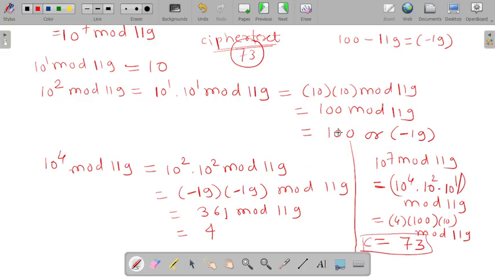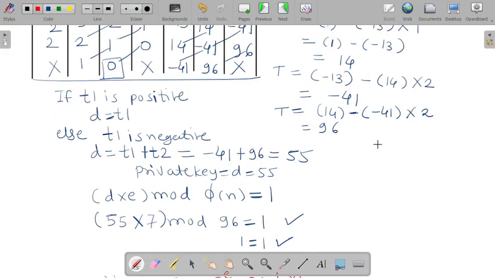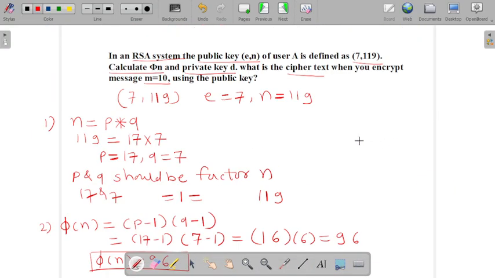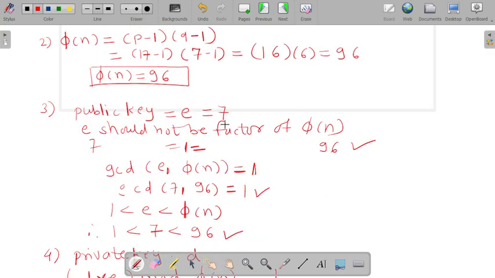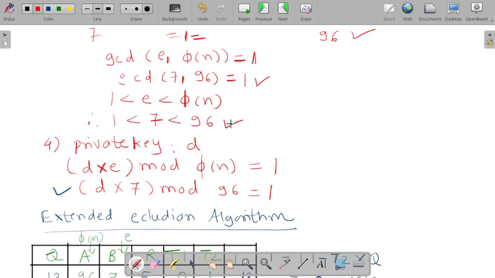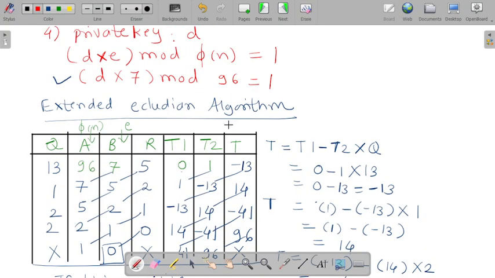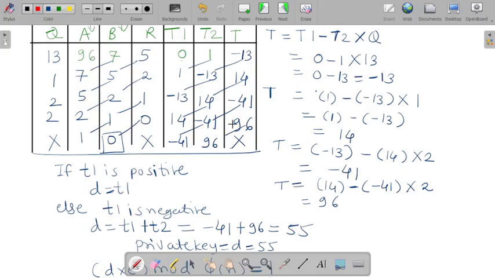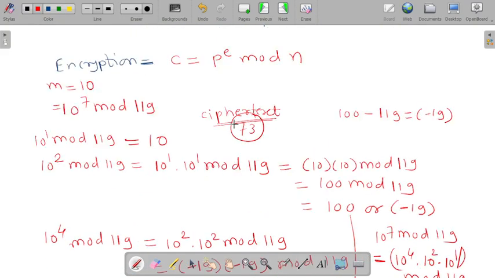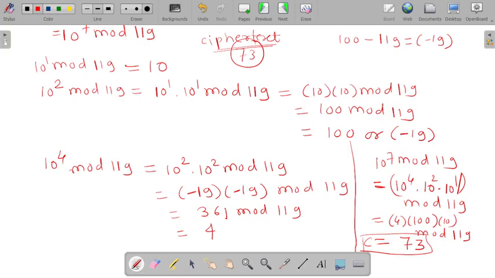So in this way, we can calculate the value of our ciphertext. In the given example, the key value pair is given, that is 7 and 119. Based on that, we have calculated the values of P and Q, the value of phi of n, and the value of our public key is given. Based on that, we have calculated the value of our private key using the extended Euclidean algorithm. After that, we performed the encryption, and based on the encryption, we have calculated the value of our ciphertext.